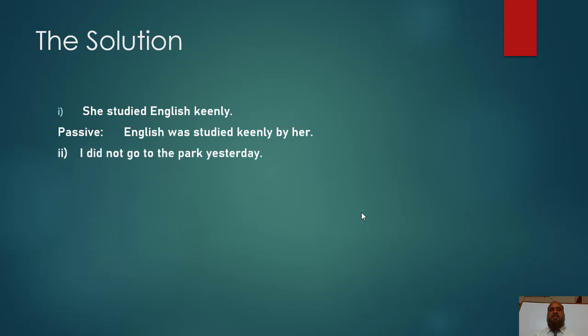Sentence number 2. I did not go to the park yesterday. Make passive in your notebook. Oh, the verb go is intransitive. Its action does not pass to any object, so its passive is not possible.